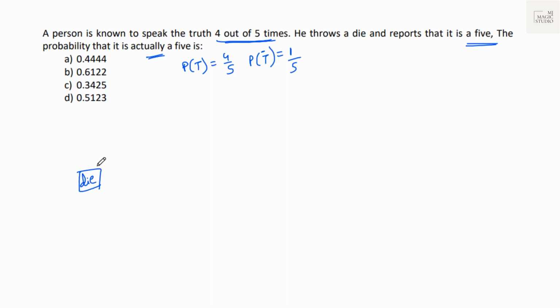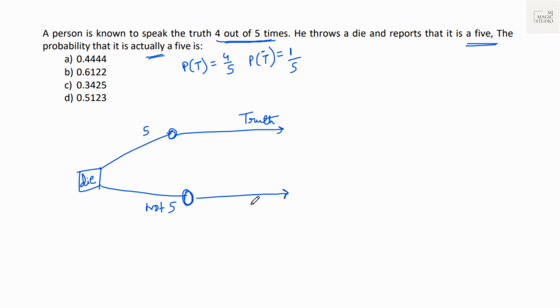He has thrown a die. Suppose it is a 5 and suppose it is not a 5. Now if it is a 5, he is reporting that it is a 5. That means he is telling the truth. If it is not a 5, but he is reporting that it is a 5, that means he is not telling the truth. It is not 5, it is something like 1, 2, 3, 4 or 6, and he is going and saying that it is 5. That means it is not a 5, and he is lying.